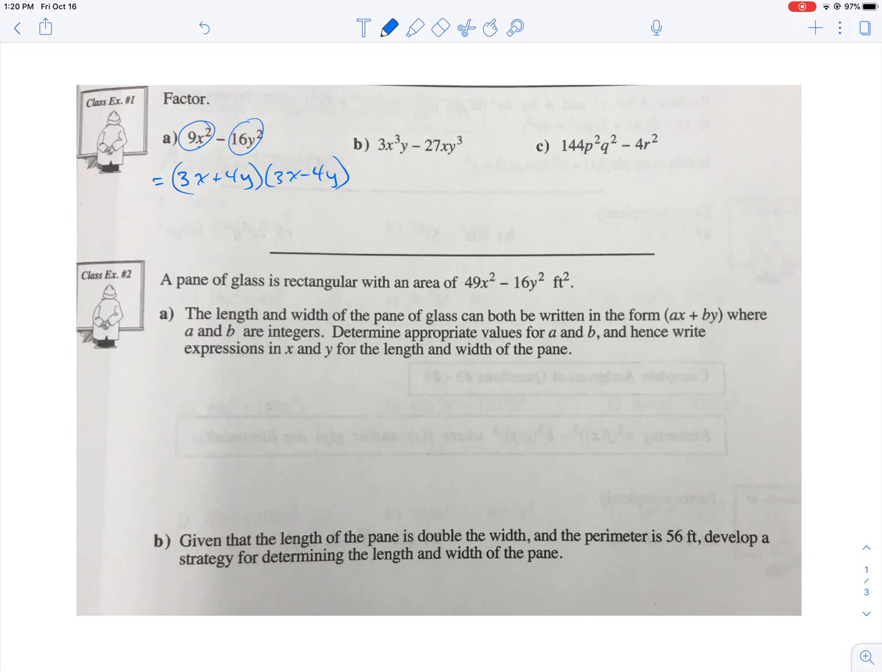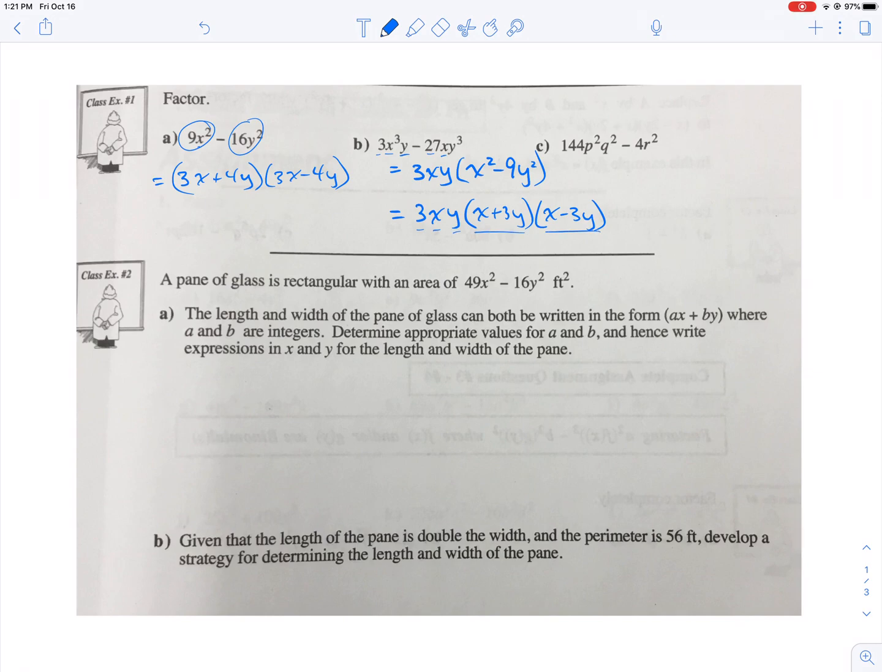Notice that in b, neither of those expressions are squares, but we can always pull out our common factor. And in this case, each of them have a 3. Both of them have at least one x, and both of them have at least one y. When we factor out the 3xy, we're left with x squared minus 9y squared. So we continue factoring. Okay, and we get those 1, 2, 3, 4, 5 factors.